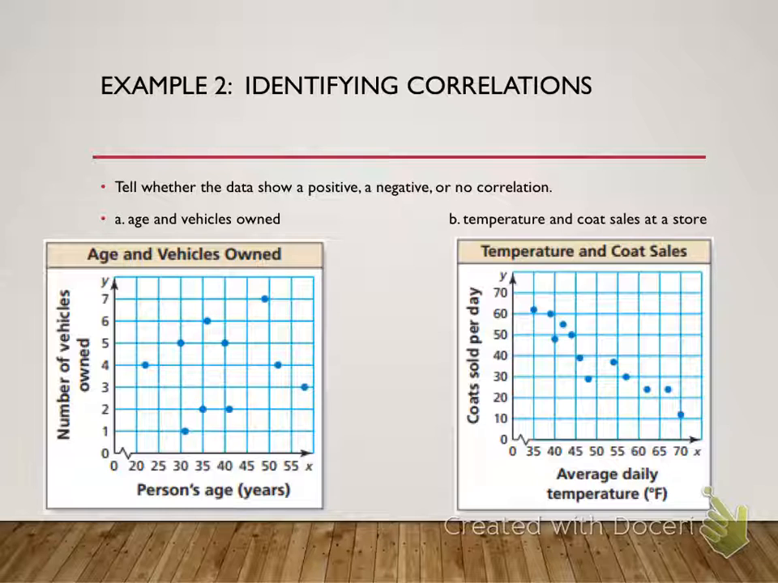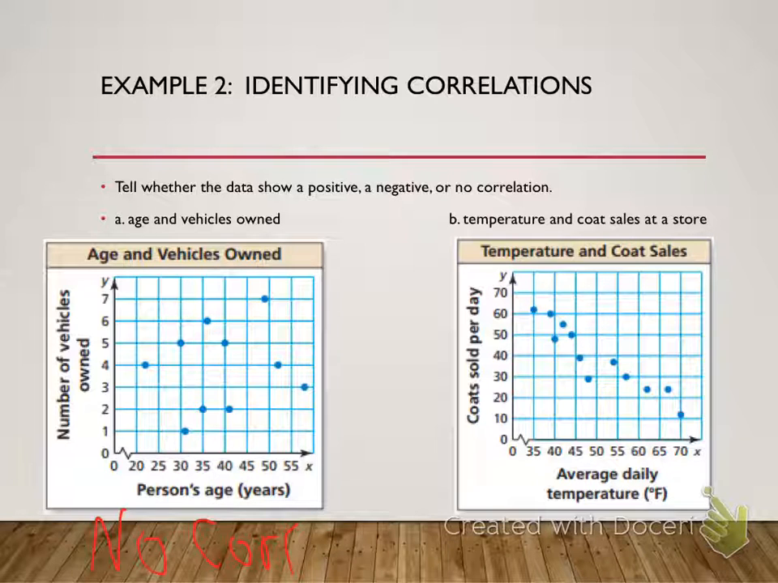So in example 2, we're going to be identifying correlations. We're going to tell whether or not the data shows a positive, a negative, or no correlation. Here we have the age and vehicles owned. If we're looking at the age of a person and the number of vehicles owned, the points really don't show a pattern. The number of vehicles owned does not really depend on the person's age. So the scatter plot shows no correlation.